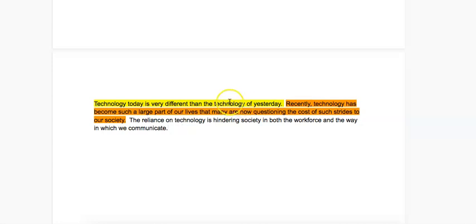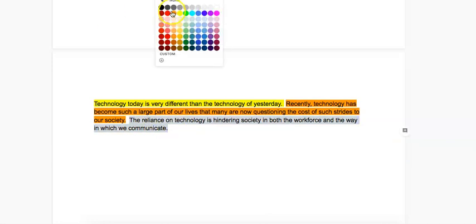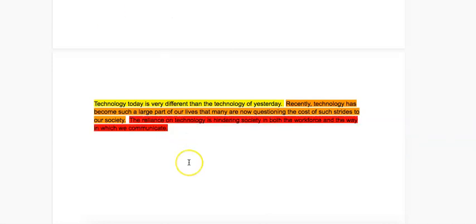So we have our lead-in sentence, we have additional information, and then we have our thesis: The reliance on technology is hindering society in both the workforce and the way in which we communicate. So that is our thesis. Altogether, we have: Technology today is very different than the technology of yesterday. Recently, technology has become such a large part of our lives that many are now questioning the cost of such strides to our society. The reliance on technology is hindering society in both the workforce and the way in which we communicate. I know exactly what this essay is going to be over, and I know the stance that the student is taking, the perspective that they're going to be arguing.